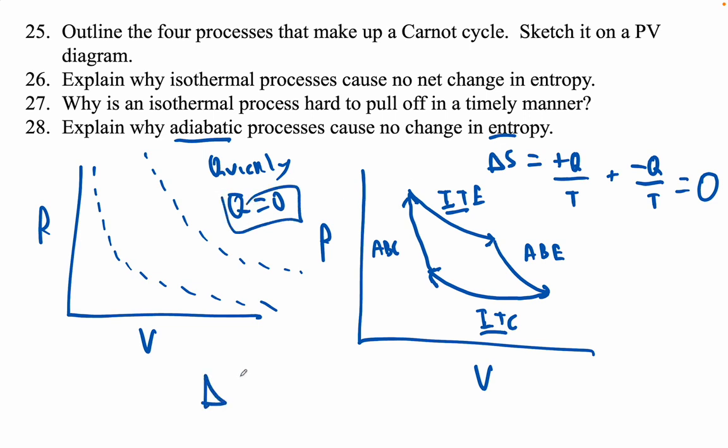The change in S is delta Q over T. I don't care what T is. Q is 0. Therefore, that's 0, okay? So adiabatic processes, you can practically pull those off all the time. Isothermal can't really be done. It's sort of like this ideal process, okay?